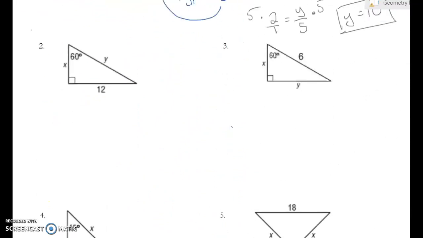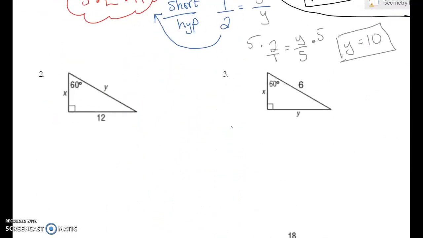All right, so what I'd like you to do is try and do the first couple steps for number 2. I'd like you to start by labeling your sides and then figuring out what your first ratio is if we're going to solve for x first. We'll start with x. Once you think you have it, press play.